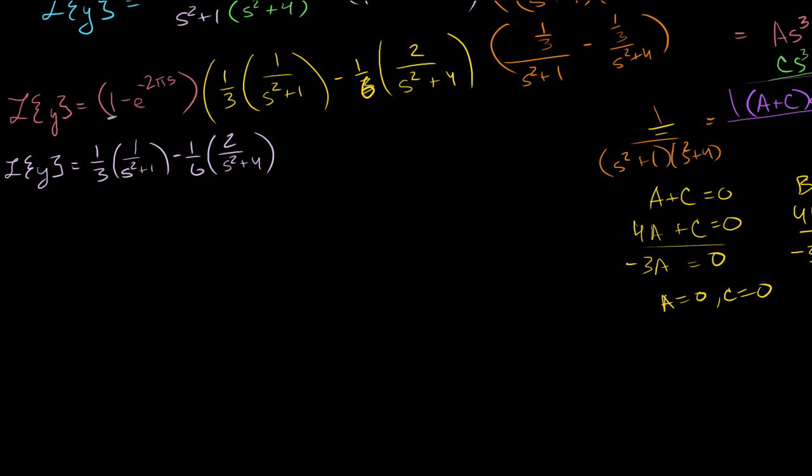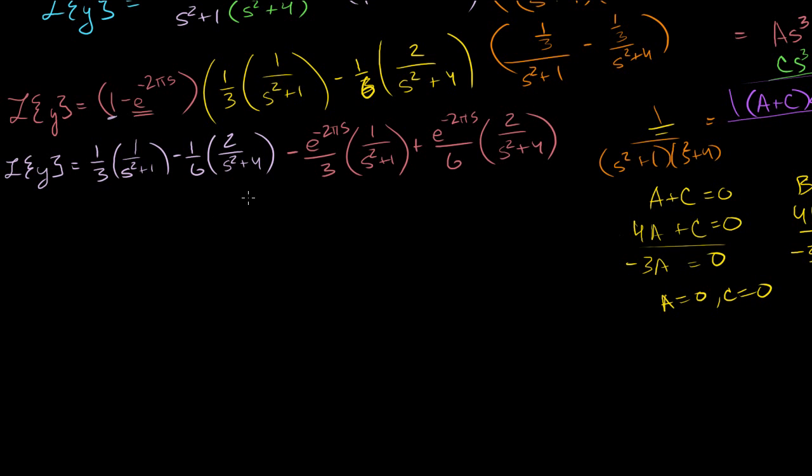So then, do the minus e. You get minus e to the minus 2 pi s over 3 times 1 over s squared plus 1. And then the minus and the minus cancel out, so you get plus e to the minus 2 pi s over 6 times 2 over s squared plus 4. Now, taking the inverse Laplace transform of these things is pretty straightforward. So let's take the inverse Laplace transform of the whole thing.